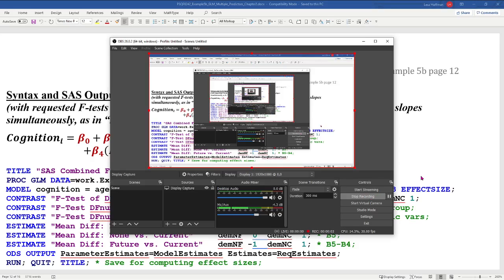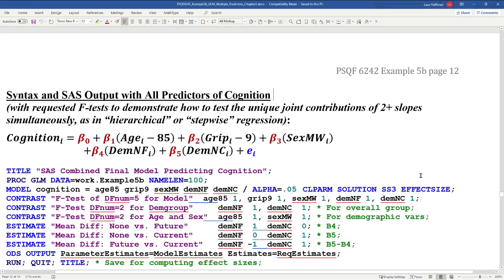Welcome back, everybody. This is part 2 of example 5b. In part 1, you would have seen us create predictor variables for the analysis, examine univariate descriptive statistics, examine bivariate Pearson correlations, and then examine bivariate relationships between each predictor to be considered, age, grip strength, gender, and three-group dementia status, in predicting cognition in separate models.